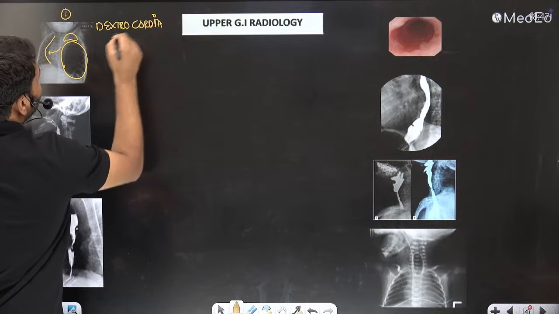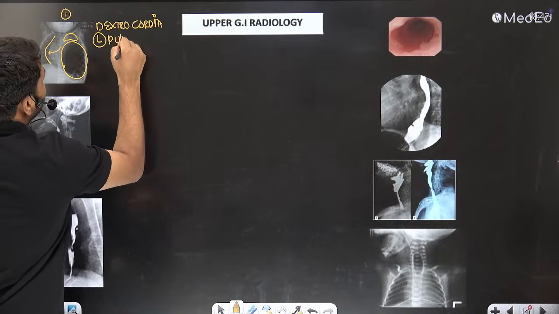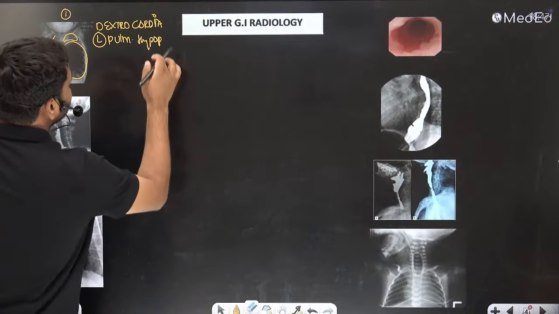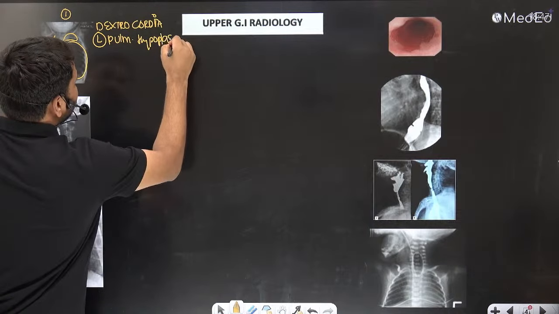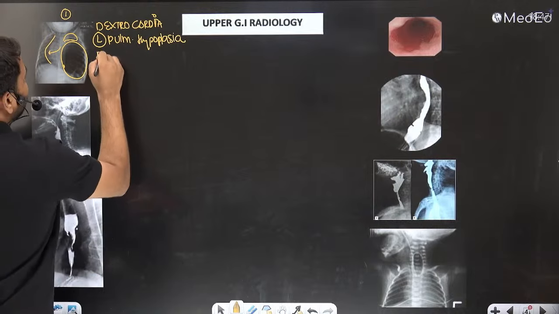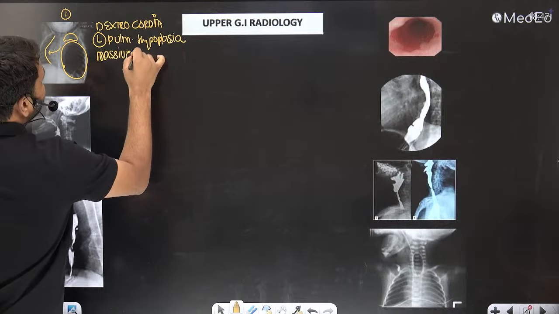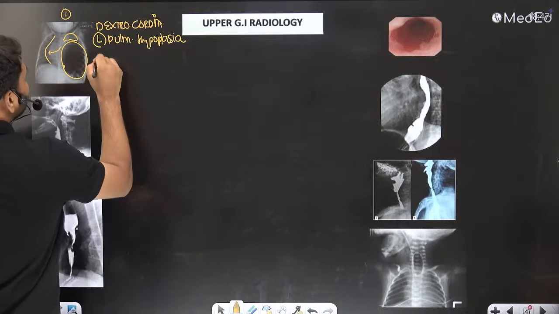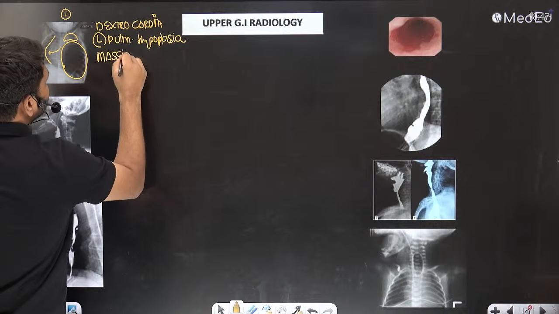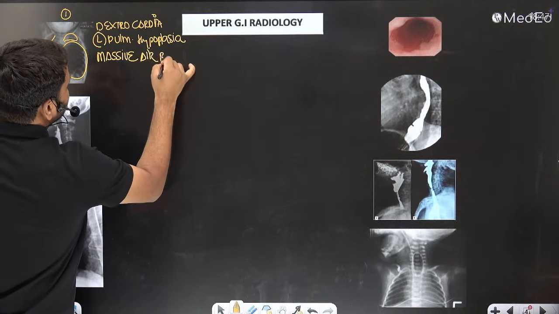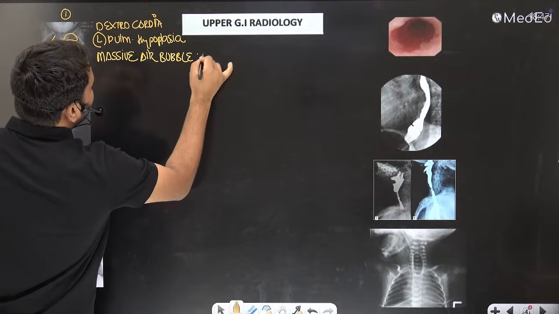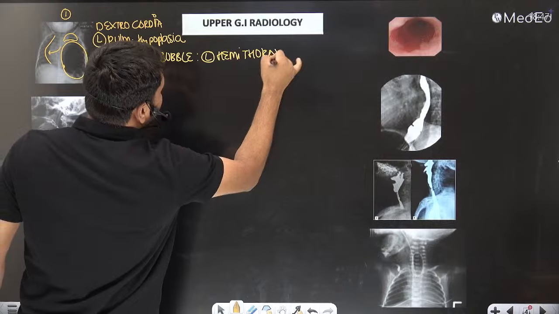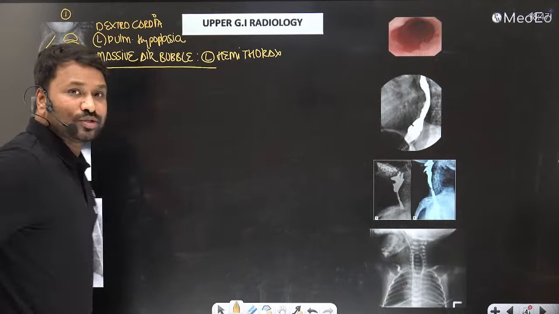So there is dextrocardia, pulmonary hypoplasia. Specifically, I'm talking about left-sided pulmonary hypoplasia and a massive air bubble in the left hemithorax. So this gives you a diagnosis of, what is the diagnosis?